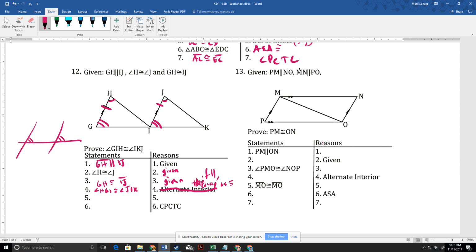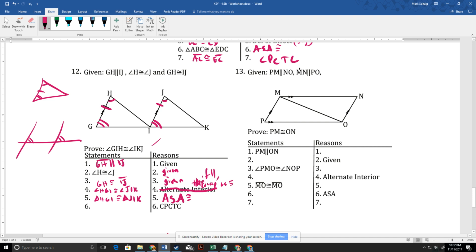Okay, now that I have enough information, I can say these triangles are congruent. And again, we can take a look and say we have an angle there, a side between it. So we know it's going to be angle, side, angle congruence. And so we can say that triangle HGI is congruent to triangle JIK.